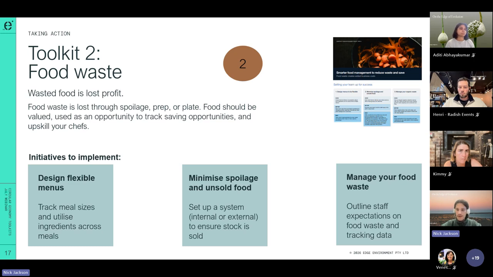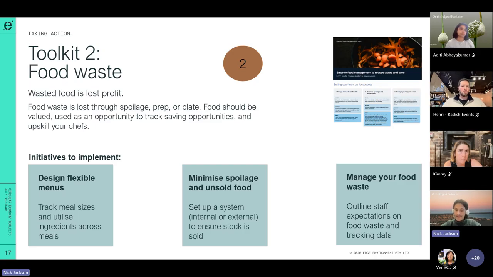But it's also an opportunity to upskill your chefs to work with them to ensure that they can redesign their menus, minimize spoilage, and manage and track food waste. The first initiative I want to talk about is designing flexible menus. Now, it's important to track meal sizes and utilize ingredients across meals.